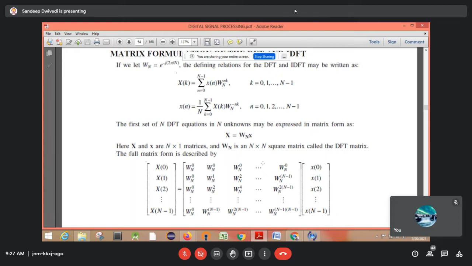But the size of this twiddle factor matrix will be N cross N. N cross N means what? Depending upon how many point DFT you are calculating, this size will be there. N cross N.